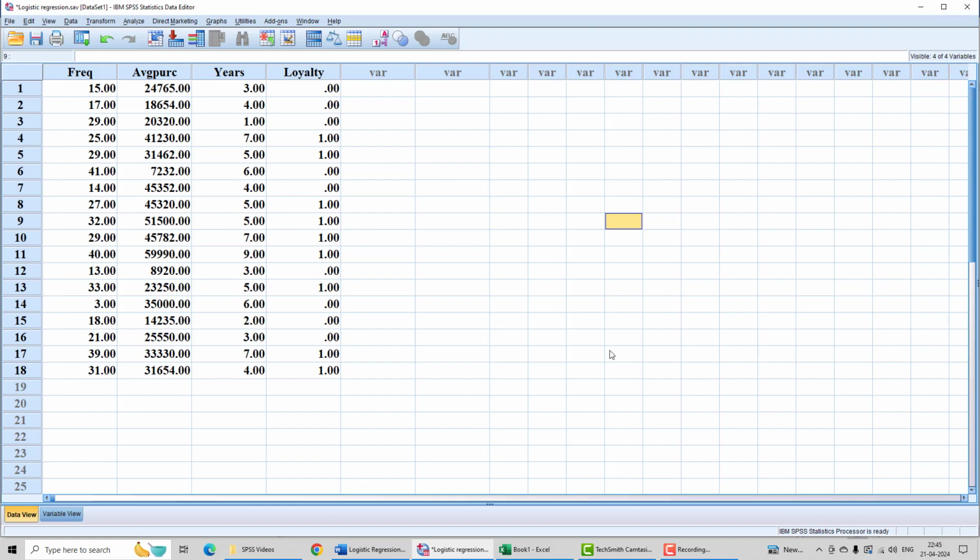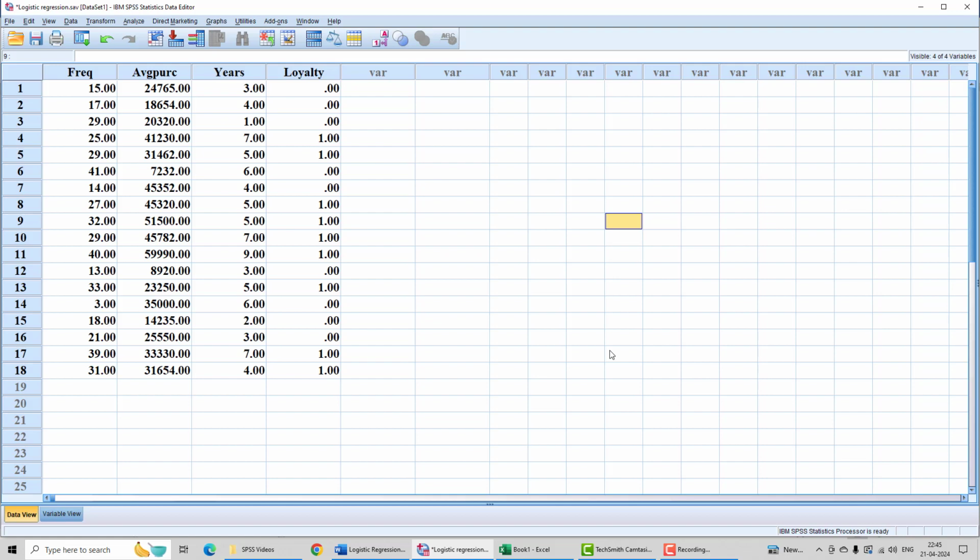The second column is the average purchase per year in terms of rupees, the value of the purchase. And third, how long the customer has been associated with the shop. So for example, the first customer has been with the shop for 3 years. On an average, every year he purchases 24,765 worth of material from that store, and he has visited 15 times to that store.